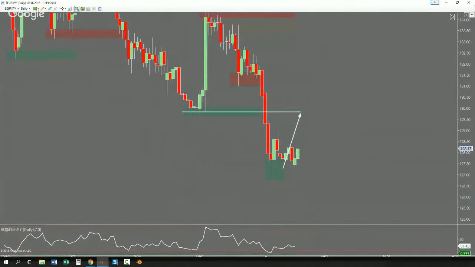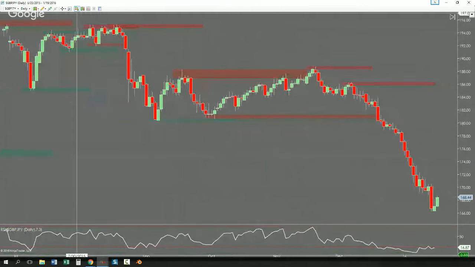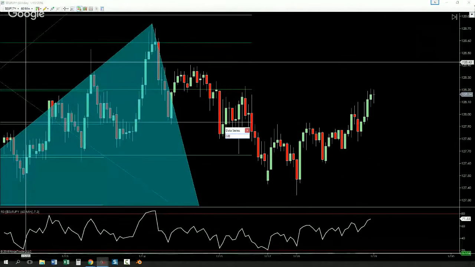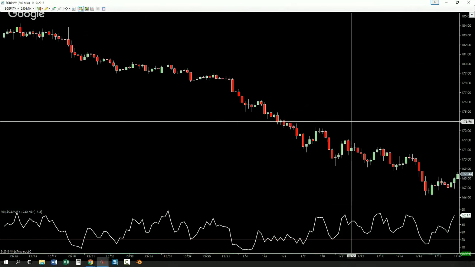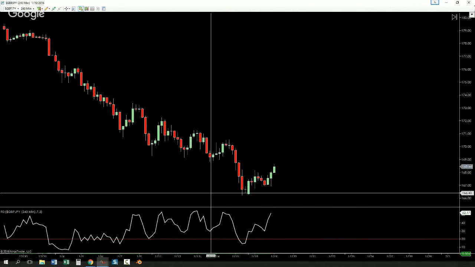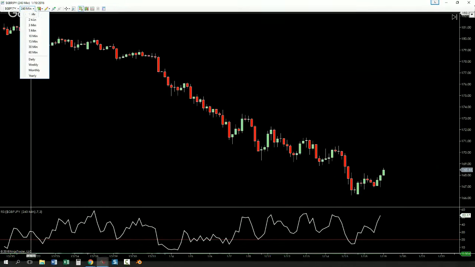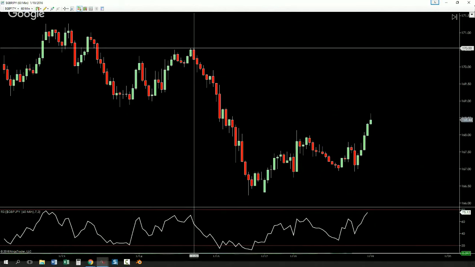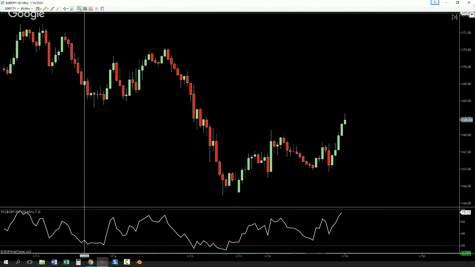Now let's go to pound yen. All right, also bearish and still oversold. Let's go to 240. Nothing there. Let's go to our 60. Nothing there.